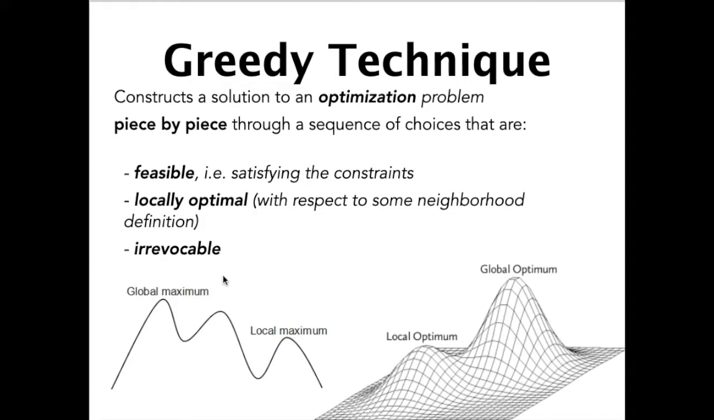Okay? So, again, the greedy technique constructs a solution to an optimization problem. Okay? So, paisa-isa, piece by piece, through a sequence of choices that makes the solution feasible. The way how we select a piece is by locally optimal choice. And pag naglabas tayo ng piece, hindi na siya pwedeng mabago pa.